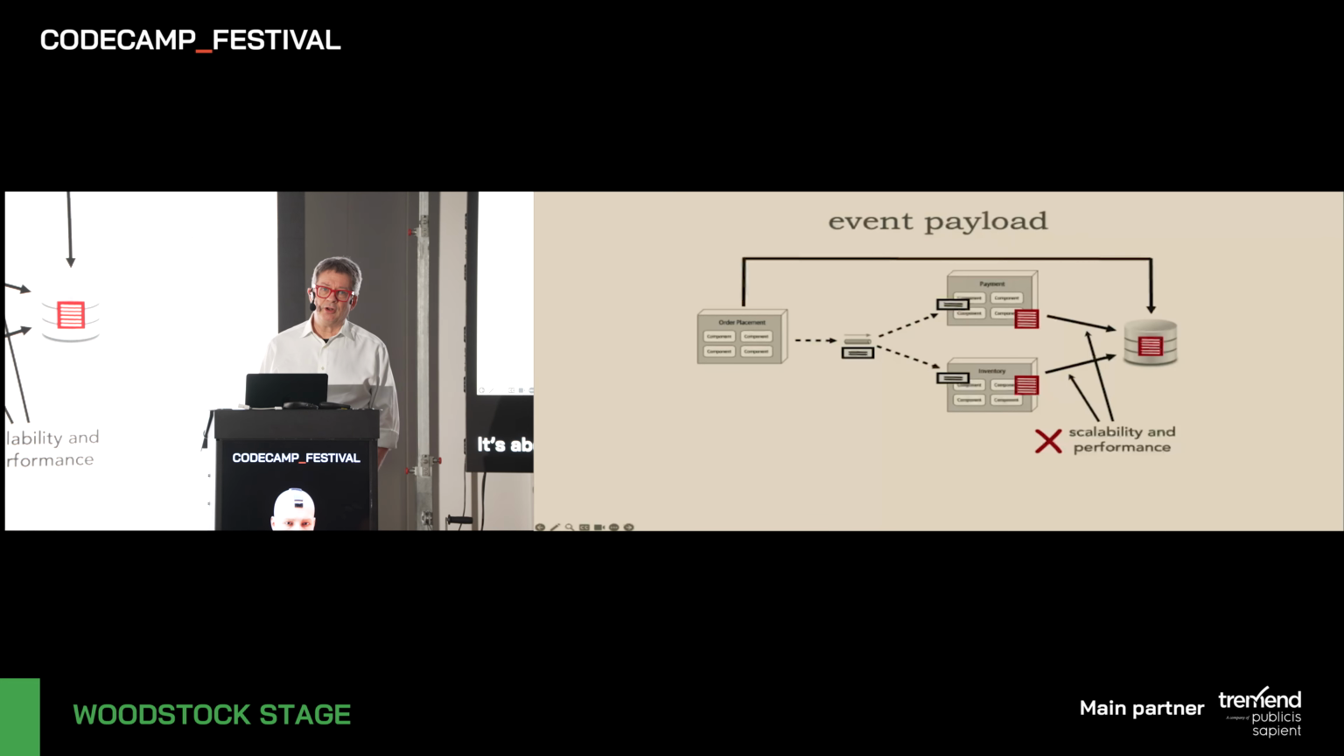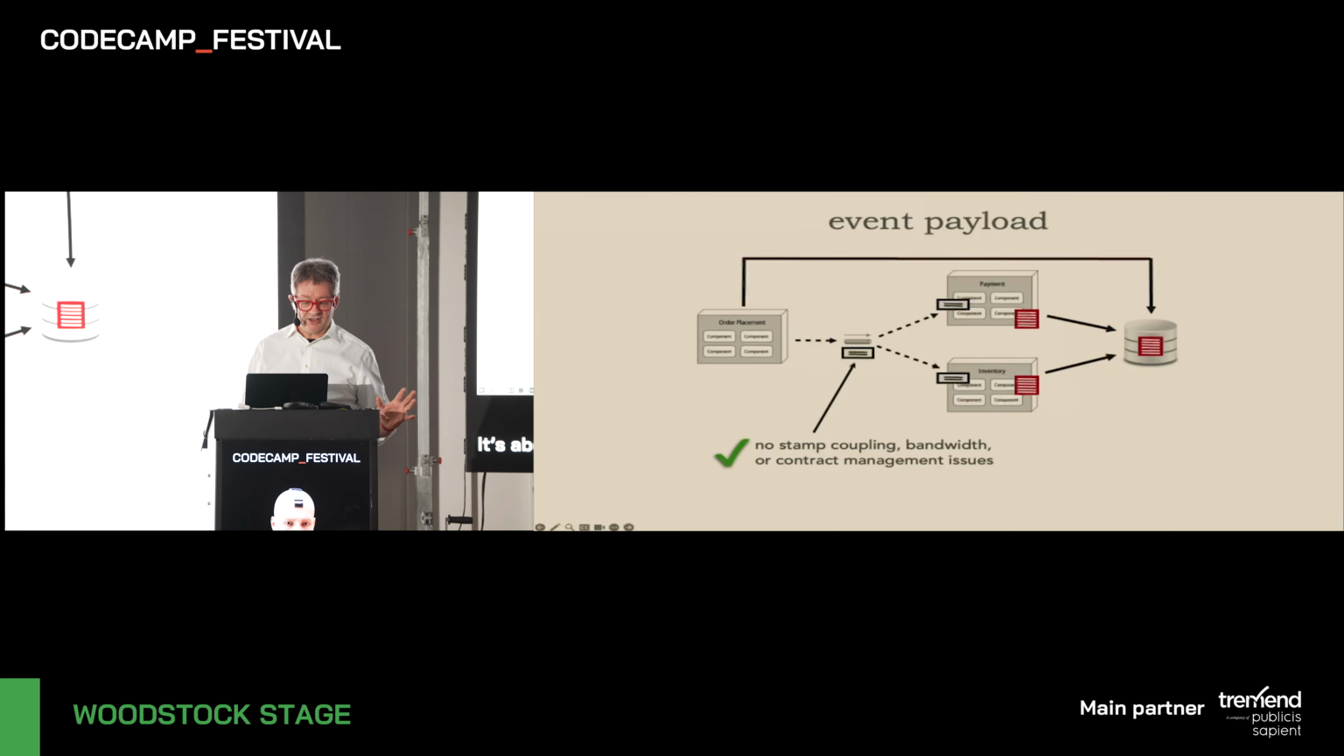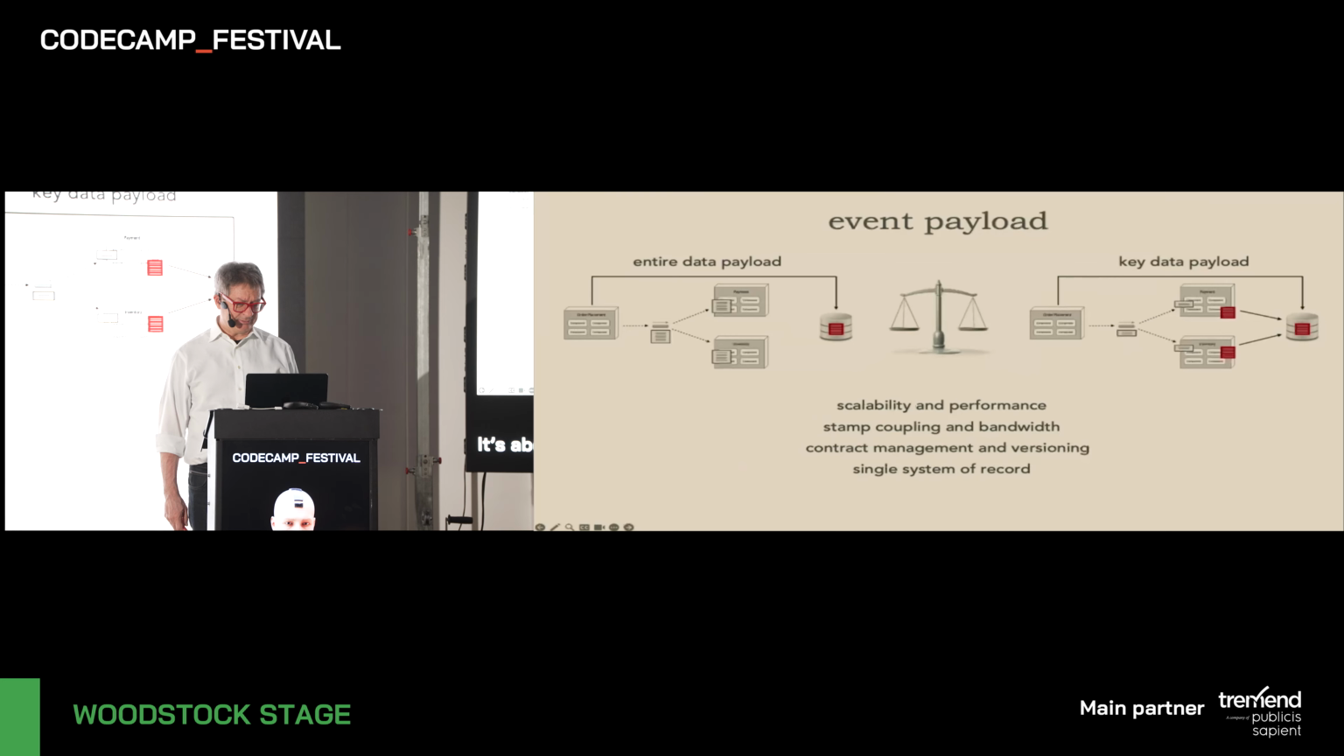In that case, I'm going to have a negative impact on scalability and performance, because now I'm hitting the database a lot. Order placement has to hit it. Each one of these services have to query it. They have to write back to it. And so this is going to have an impact on my scalability and performance. But I have a single system of record, so I don't have to worry about data consistency. This is implicitly implementing optimistic locking, so that whoever the last one in that writes wins in this scenario. And I don't have any stamp coupling or bandwidth or contract management issues. I'm sending the least amount of information I possibly can as part of that contract.